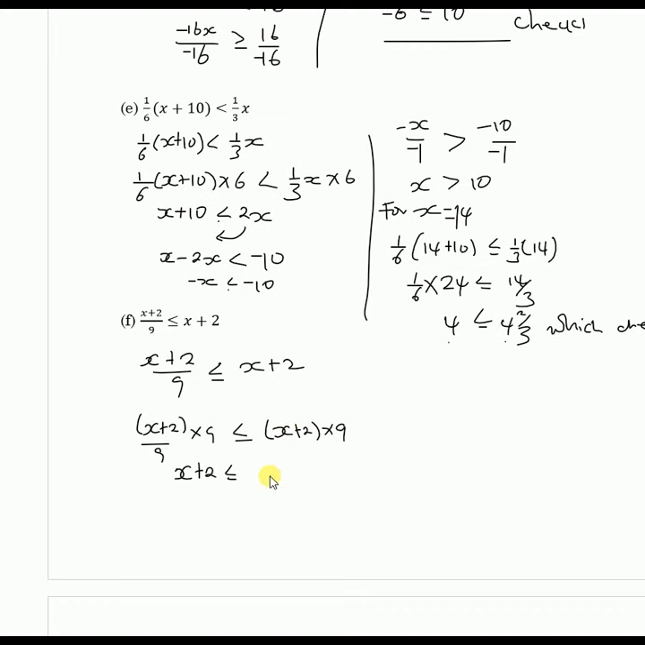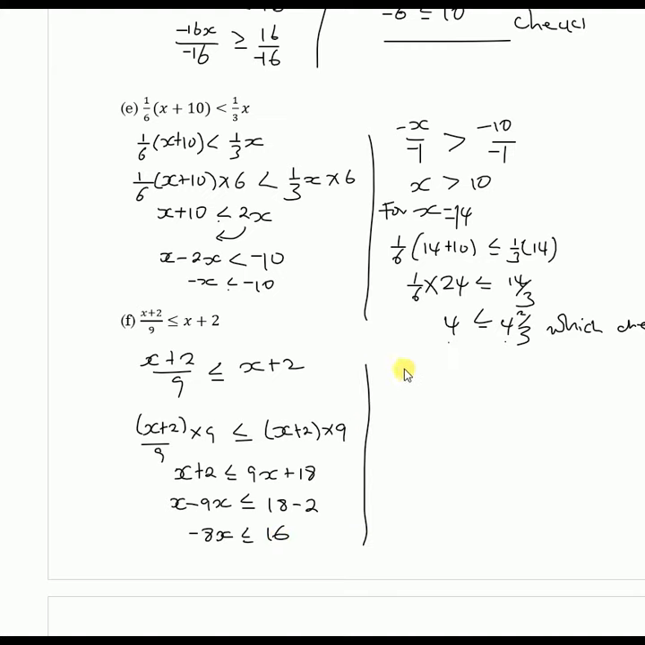Less than or equal to, now this 9 is going to multiply each of these terms. So I have 9 times x, 9x, 9 times 2, 18. And then I have this 9x move to the left hand side, and the 2 move to the right hand side. So I have x minus 9x less than or equal to 18 minus 2, such that negative 8x is less than or equal to 16.